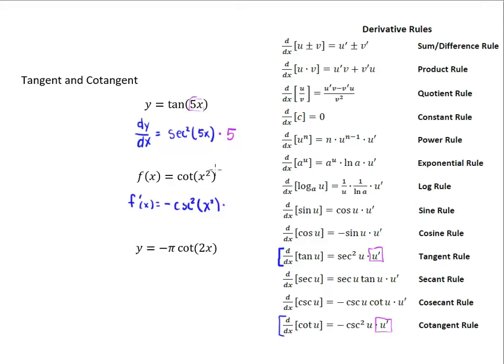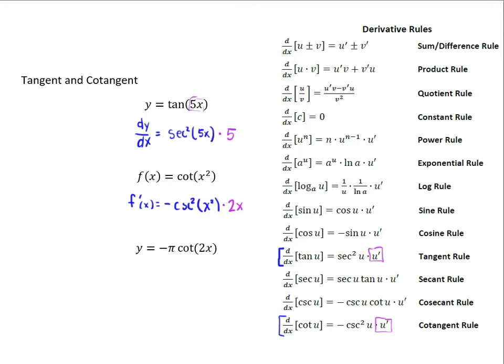The derivative of the argument is a power rule, but I know this one off the top of my head. The derivative of x squared is just going to be 2x. So there is our derivative for cotangent. And if you wanted to, you can move the 2x out in front, so it would be negative 2x cosecant squared. Nothing wrong with leaving it at the back end too.